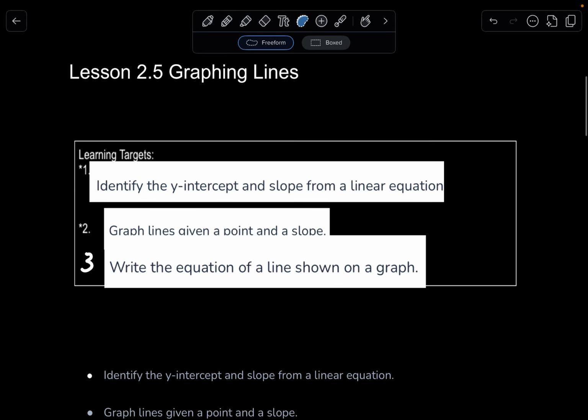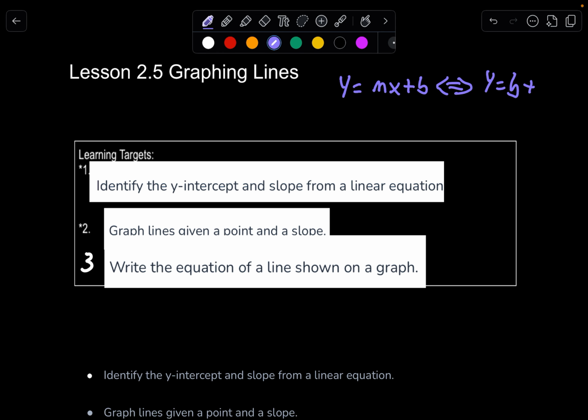The learning target is to identify the y-intercept and slope from a linear equation. The linear equation we're talking about at this stage is y equals mx plus b, or I guess you could also write it like this, and this is actually the way I prefer it, b plus mx. I like this one because you have your start value plus the change. This is the change. So I like this one better, but this is traditionally the form of the equation that is used.